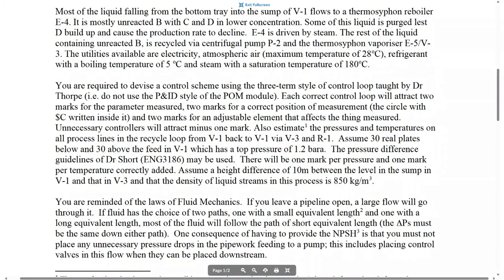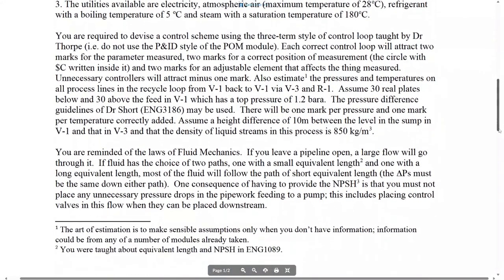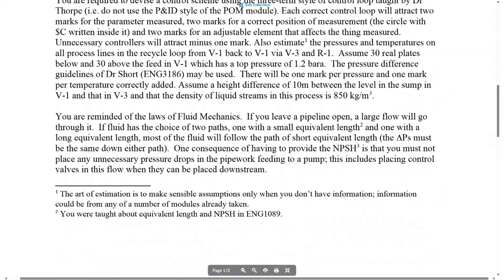Assume a height difference of 10 meters between the level in the sump in V1 and that in V3, and that the density of liquid streams in this process is 850 kilograms per cubic meter. Let me scroll down. You are reminded of the laws of fluid mechanics. If you leave a pipeline open, a large flow will go through it.